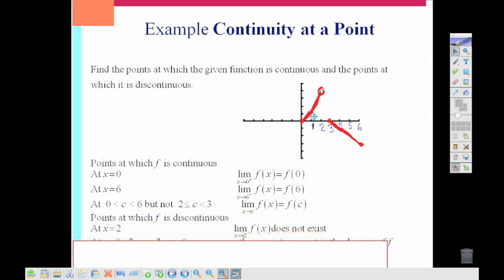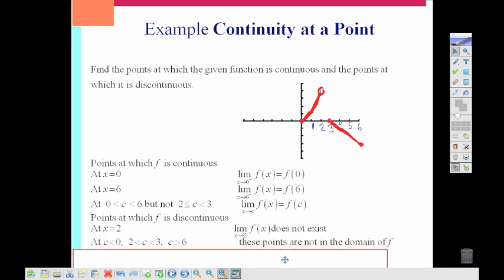Now, we do have a discontinuity at x equals 2, and we have a discontinuity all along the interval from 2 to 3. And we could also say, if we're not talking about the function, but we're talking about discontinuities, we say it's discontinuous at anything beyond that or anything before that. However, we still say that f is a continuous function because 2 to 3 is not in the domain.